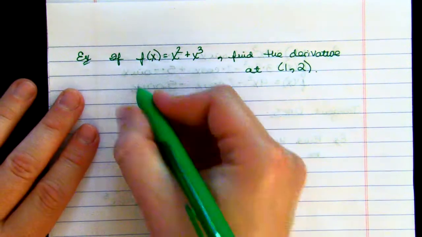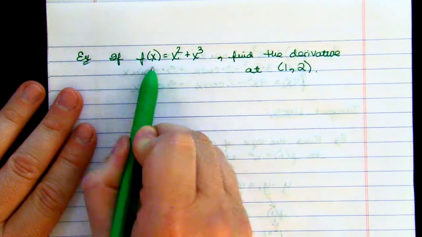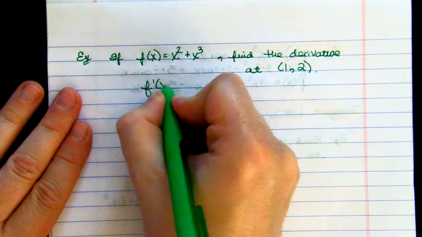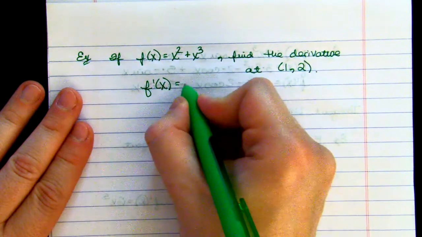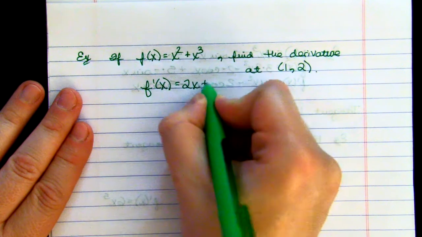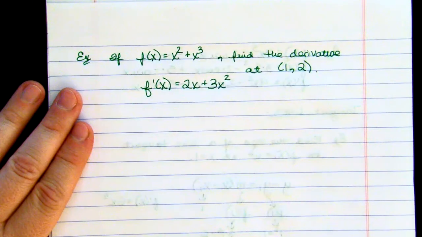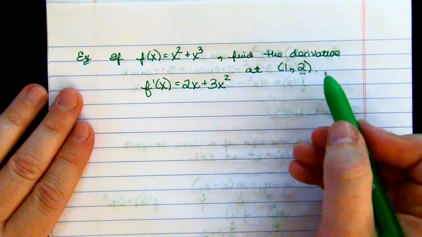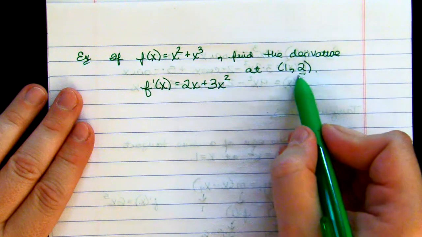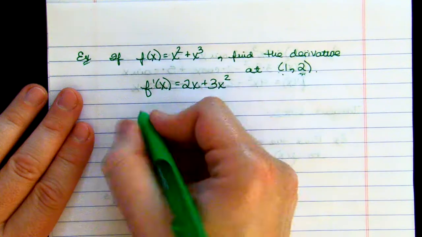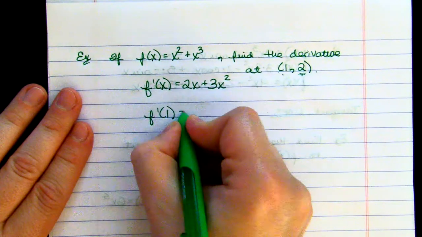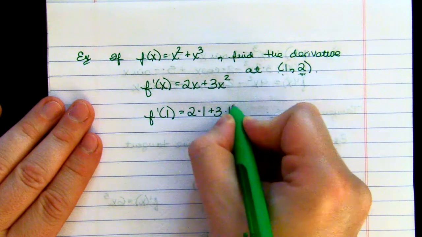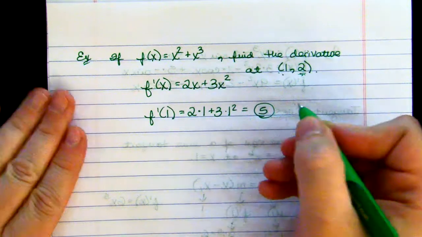Well, okay, I'll give you a moment to copy that down. If f of x equals x squared plus x cubed, find the derivative at 1, 2. My derivative is 2x plus 3x squared. And now I plug in. There's no place to plug in the y value. I don't really care about the y value. I didn't even have to give you the y value. You could have found the y value from the fact that x is 1. I really just want you to find f prime of 1. That's all I'm asking here. And f prime of 1 is 2 times 1 plus 3 times 1 squared. You're going to get 5 from that.